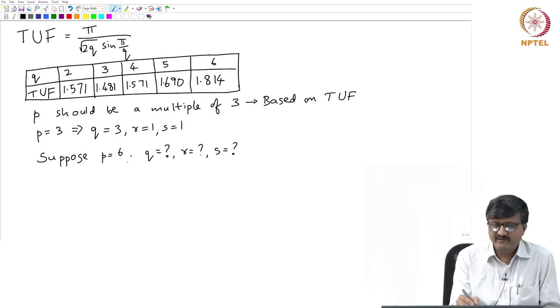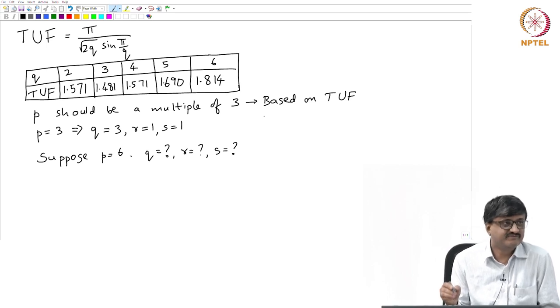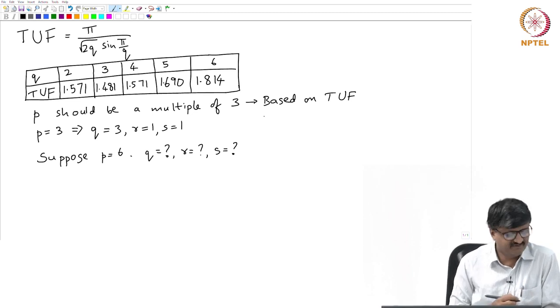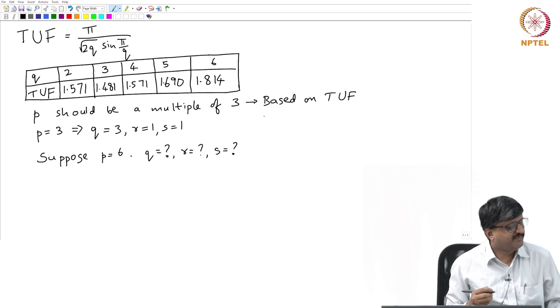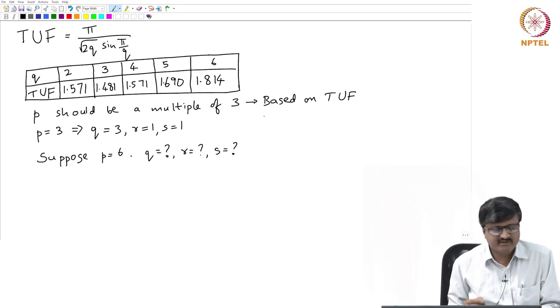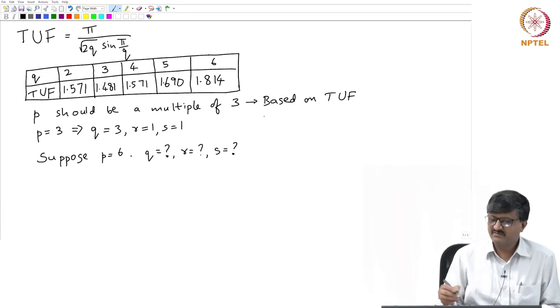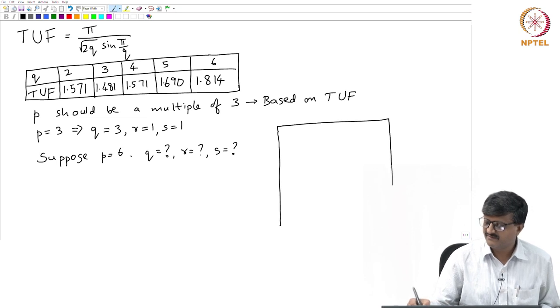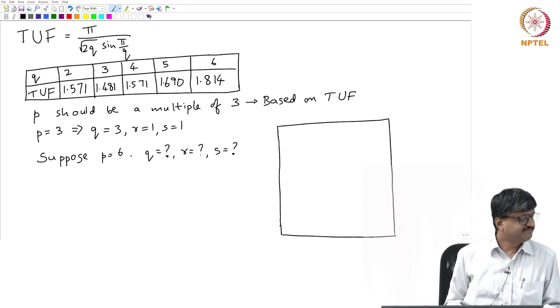But still, we should not rule out other choices for Q because this result of P being a multiple of 3 is only based on TUF, it is not based on the other utilization factor. So let us try to consider all possible choices of Q, R and S, which will give a P equal to 6. Okay. So let us form a table. I will try to show all possible cases which will give me P equal to 6.